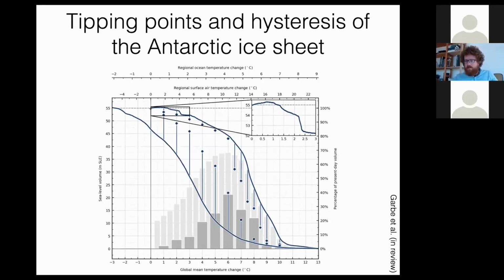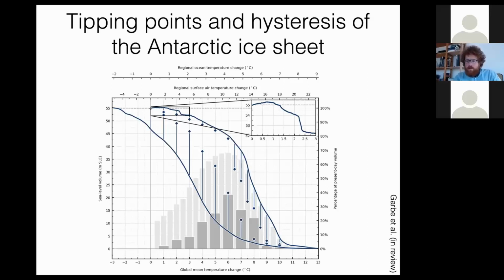And this is now a summary of a huge number of computational experiments that Yuli, a PhD student in our project, ran. So this is about tipping points and the hysteresis curve for the Antarctic ice sheet, really derived from these highly resolved process-based simulations. The experiment consists of a quasi-adiabatic warming. So global mean temperature change is translated into a regional surface air temperature and regional ocean temperature change, shown by these different temperature scales here.